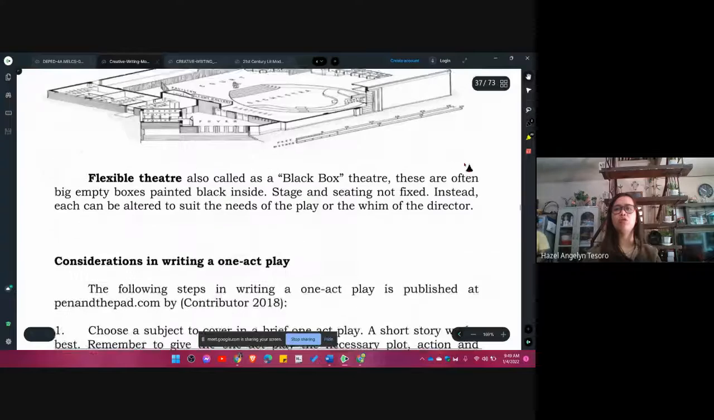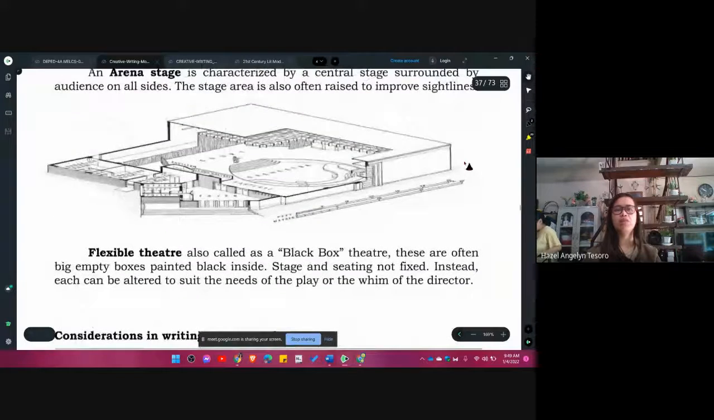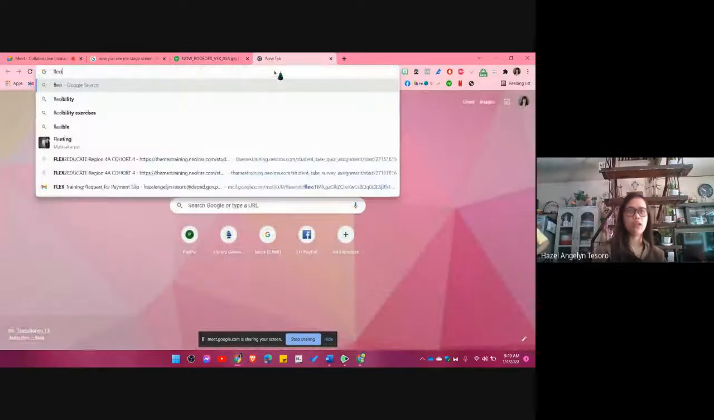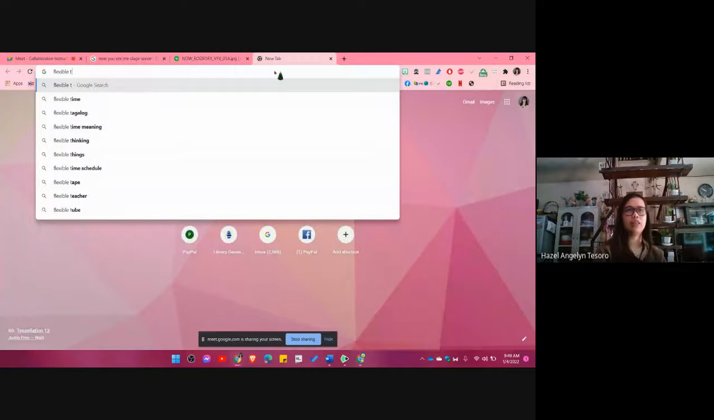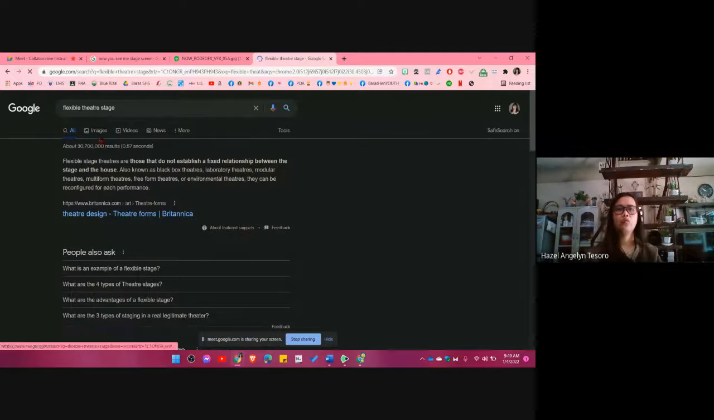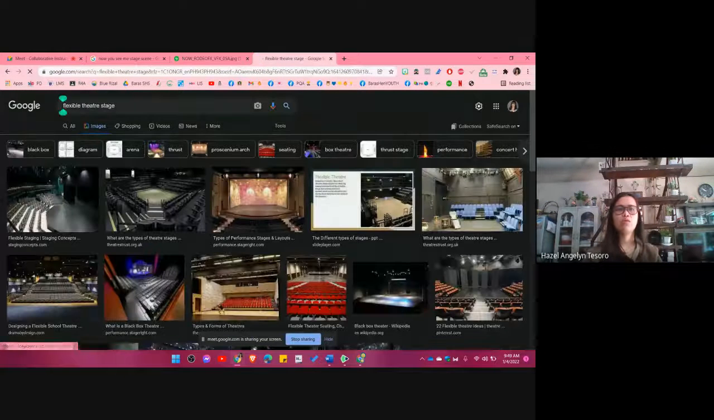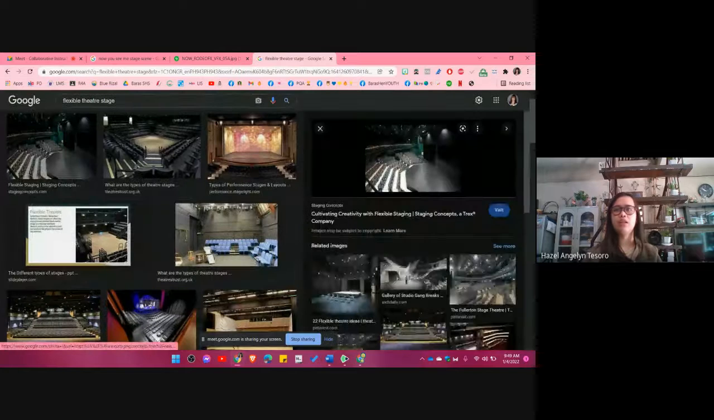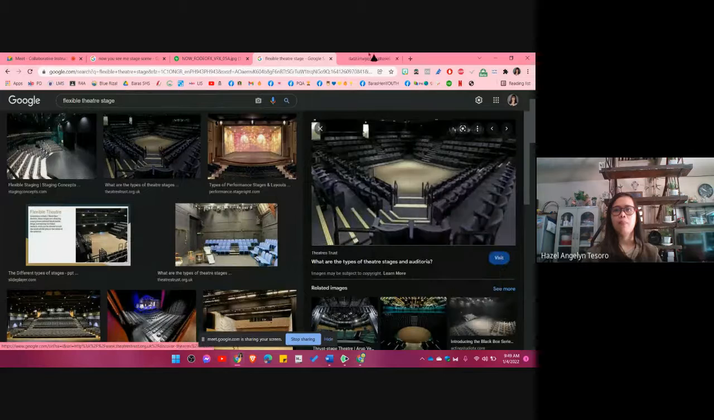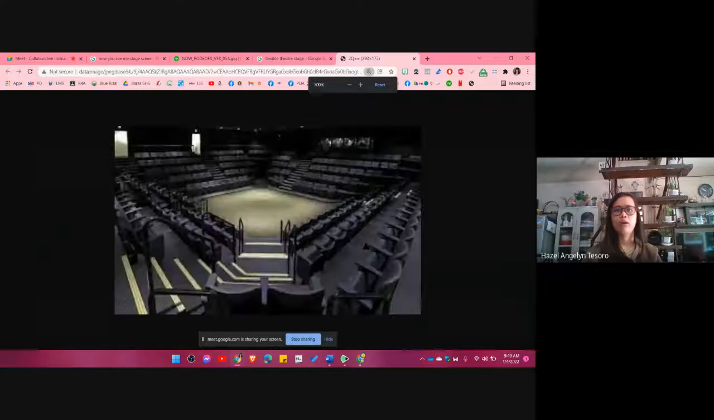So, there's no sample here of a flexible theater. But since curious din ako, I want to learn about that. So, let's type in flexible theater stage. And let's see how it looks like. So, hindi raw siya fixed. Ayan. So, we can see na ganito yung sample niya. Ayan. So, medyo maliit yung sample. Ayan. So, parang sa Inares, no?